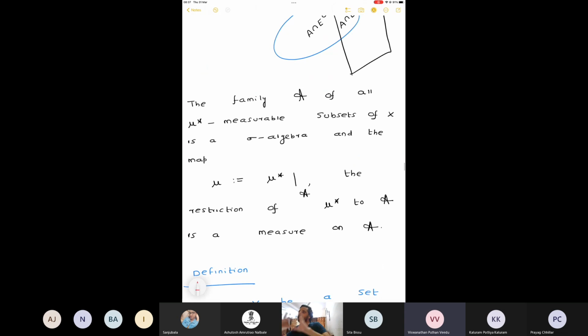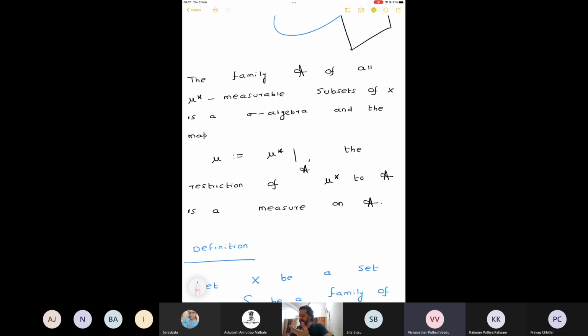And that family of all measurable sets is going to be a sigma algebra. Once you have a sigma algebra, restrict mu star to that sigma algebra. You will get a measure. So like Lebesgue measure is constructed from Lebesgue outer measure, in general, if you have an outer measure on a set X, you can define a measure out of it. We can define a measure out of an outer measure. Is that okay?